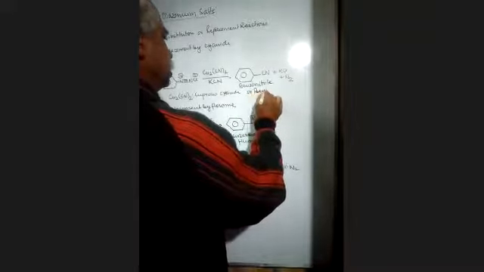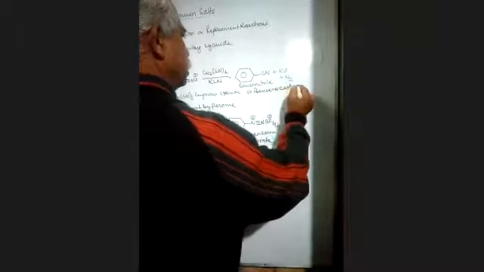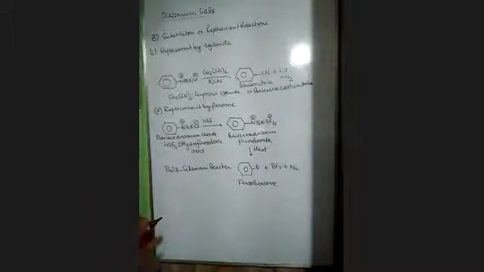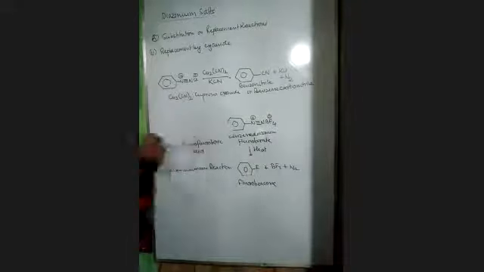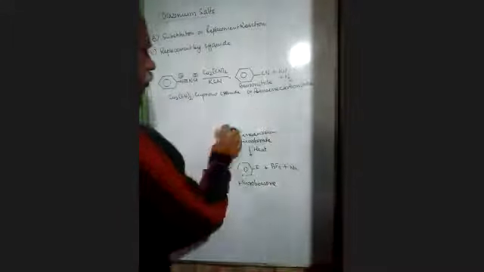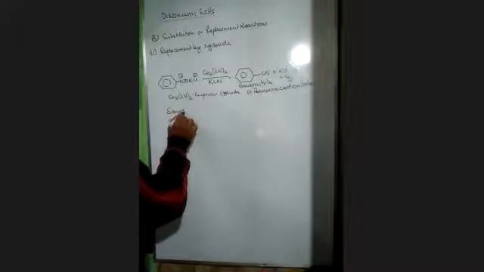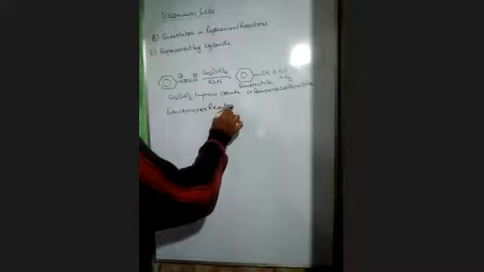This is called benzonitrile, or the IUPAC name is benzene carbonitrile. It's one word, so I have not broken it. This reaction is also known as the Sandmeyer reaction.